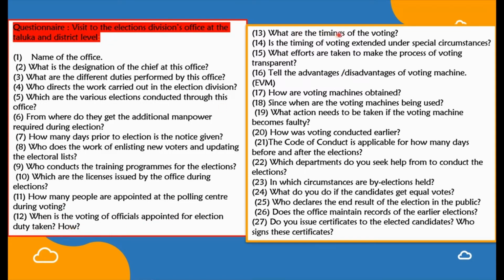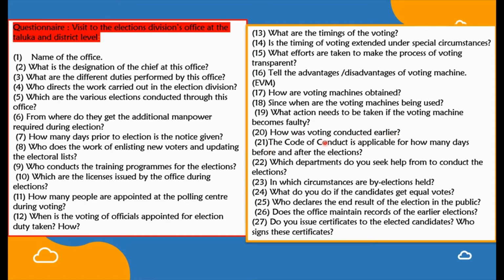What are the timings of voting? Is the timing of voting extended under special circumstances? What efforts are taken to make the process of voting transparent? Tell the advantages as well as disadvantages of the voting machine, that is EVM. How are voting machines obtained? Since when are the voting machines being used? What actions need to be taken if the voting machine becomes faulty? How was voting conducted earlier?